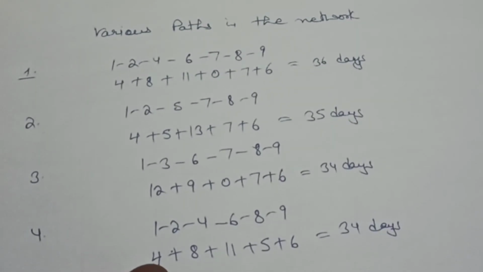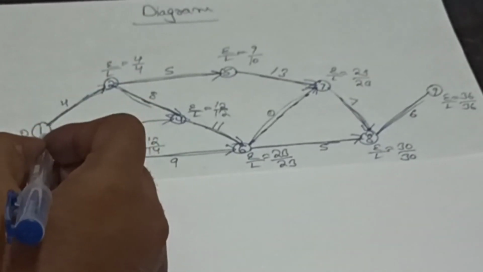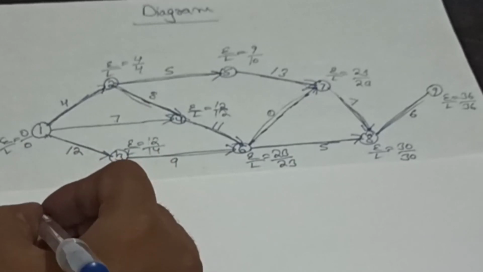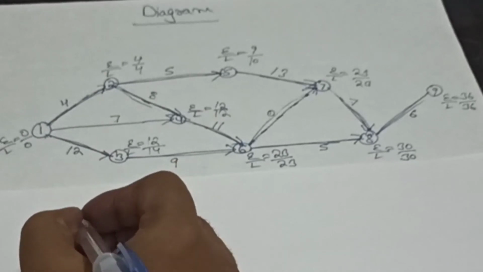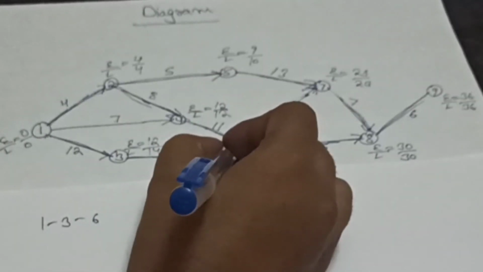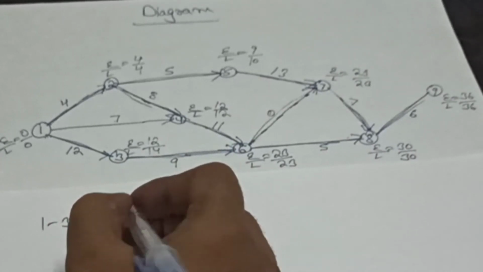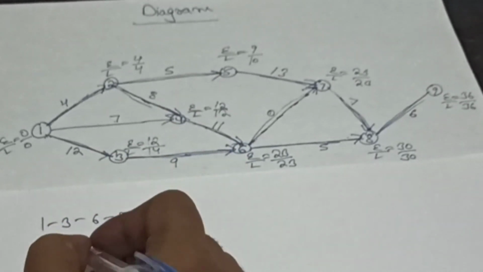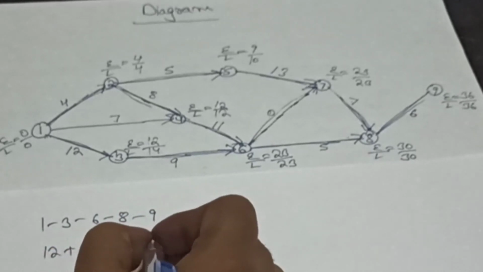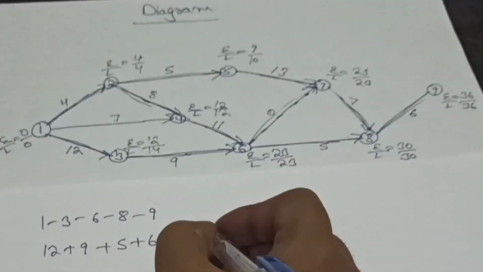So now we will find its fifth path. So we will select this first activity. So we will write here 1 to 3, then 3 to 6, after then 6 to 8 and 8 to 9. And duration is 12 plus 9 plus 5 plus 6. So we can say total duration is 32 days.